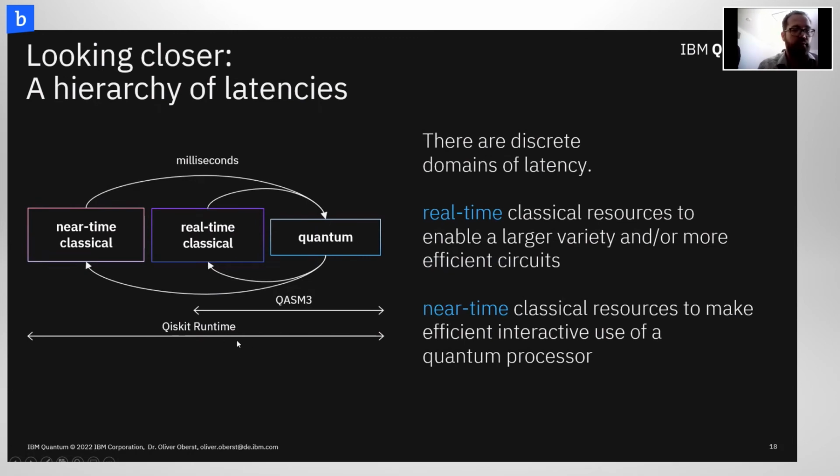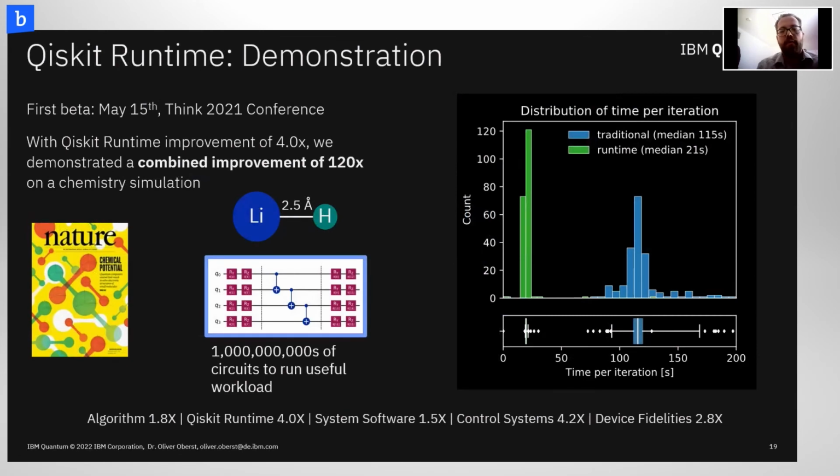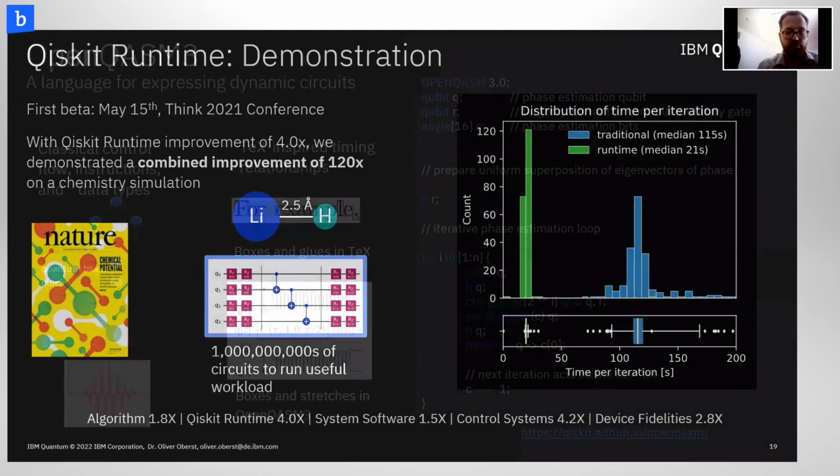IBM has the Qiskit Runtime to bring classical and quantum close together. And then we also have OpenQASM, a quantum assembler language standard, basically an open source standard, where we are working closely to improve it all the time. By using the Qiskit Runtime and the latest system, for example, we could improve an analysis we had published in 2017 in Nature by a factor of 120 in this chemistry simulation.